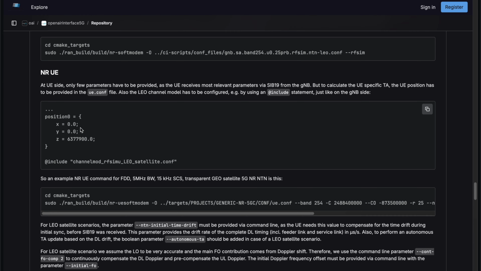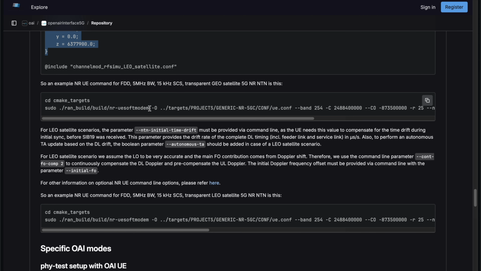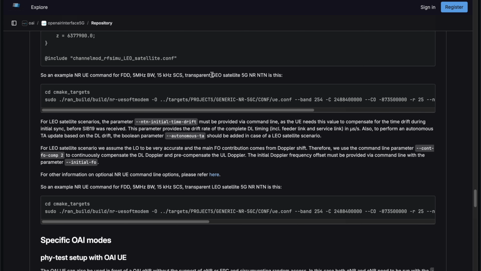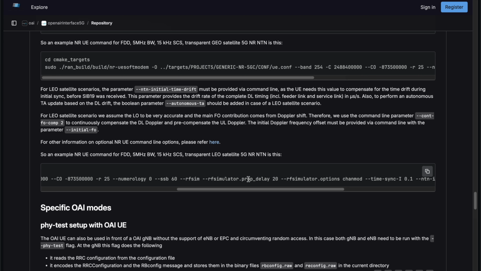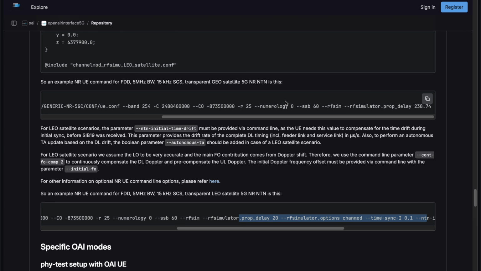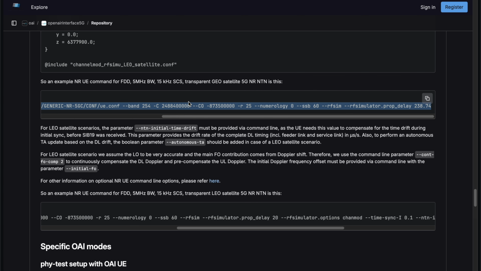So at the UE side, we only need to configure a few parameters because you receive most of the parameters from the gNB itself via the SIB19 interface. So there are some position parameters, and here is a sample command to run on the UE with the following configuration. This one is for the GEO satellites, and for LEO we have some additional parameters. This command is for LEO where we have some additional parameters added at the end of the command. And for the GEO we have this command that we need to use.